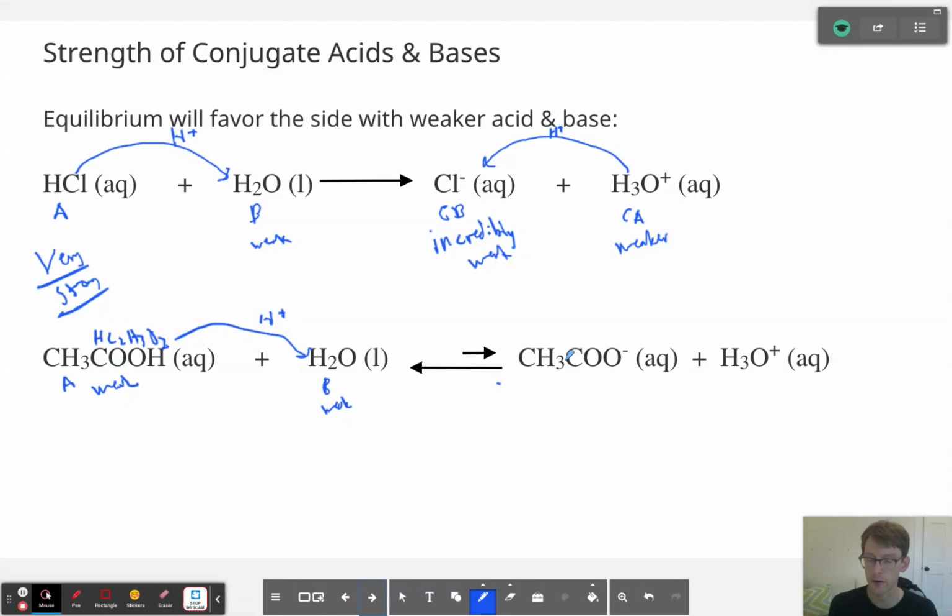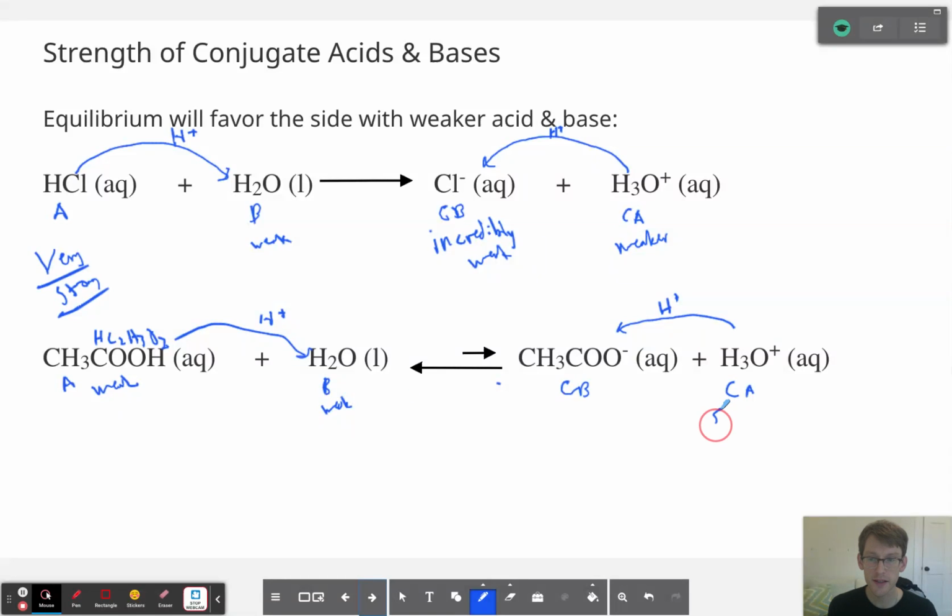This is actually vinegar, by the way. Our negatively charged conjugate base is this. And then we have our conjugate acid here. We know that there could be a transfer of H plus back. And actually, this reverse happens quite well. We can see that these are both weak, all right?